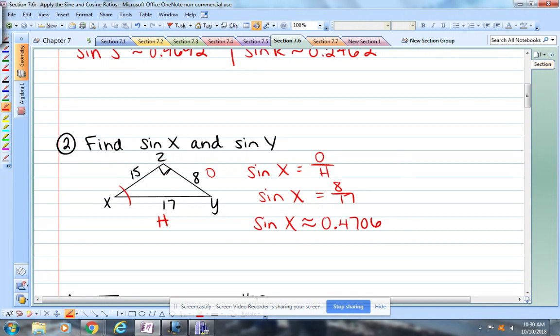Any questions about that? All right, we're going to do the same thing for angle Y. So for angle Y, what's the length of the leg that's opposite from that one? 15. And the hypotenuse is still 17. So you're going to get 15 divided by 17 as a decimal, which is 0.8824. And make sure you put squiggles because this is not equals, we're rounding. Okay?